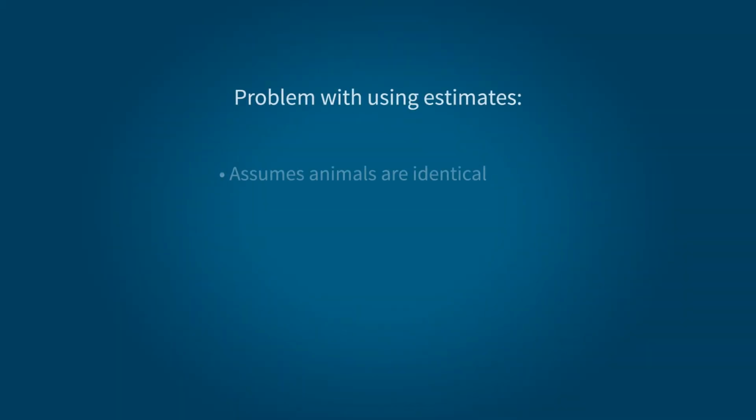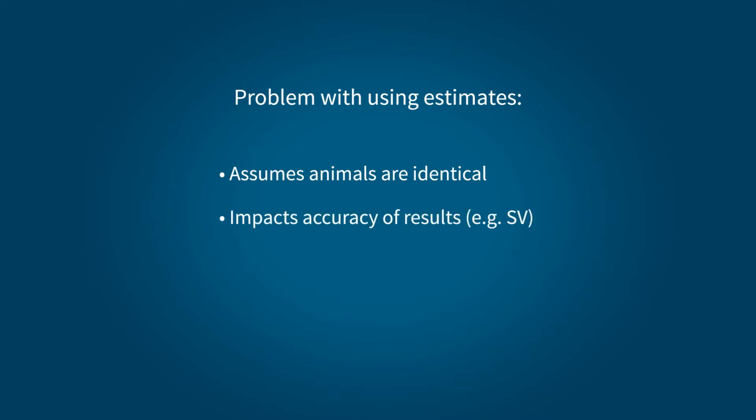But estimates often assume that every animal in the study is identical. Using estimated calibration values will ultimately impact how accurately you can report on certain volume-derived measures of cardiac function, like stroke volume, which may be important to your research question.